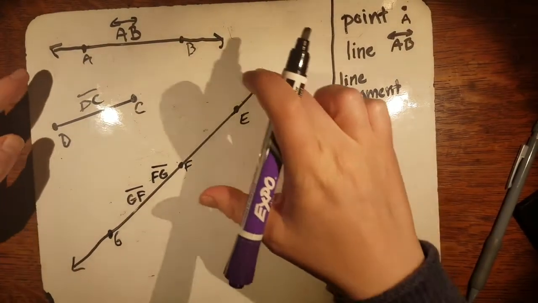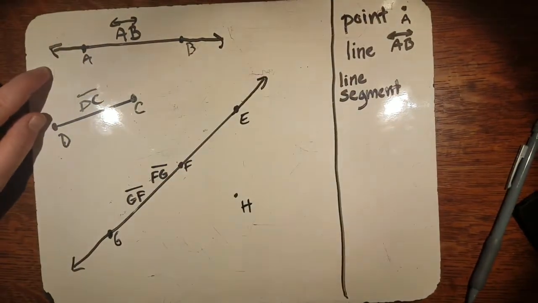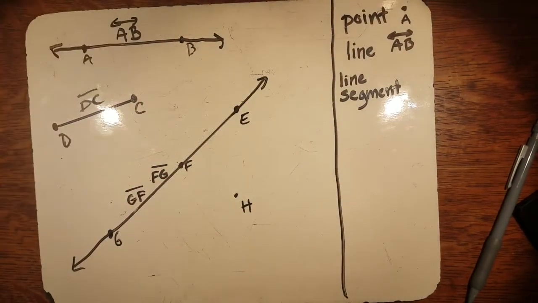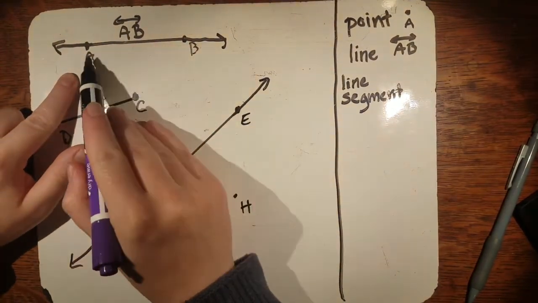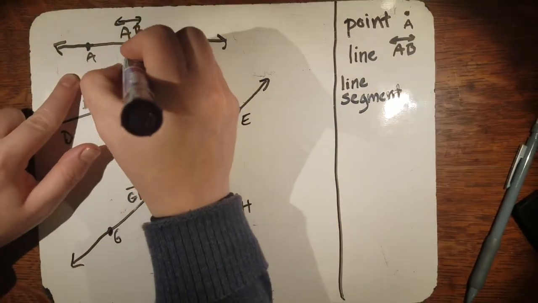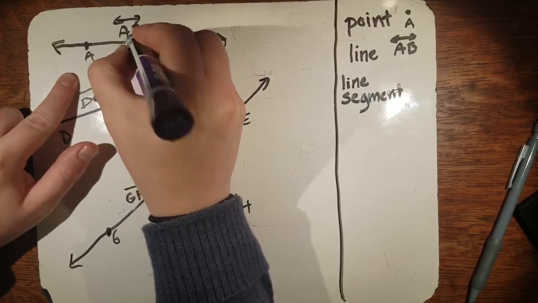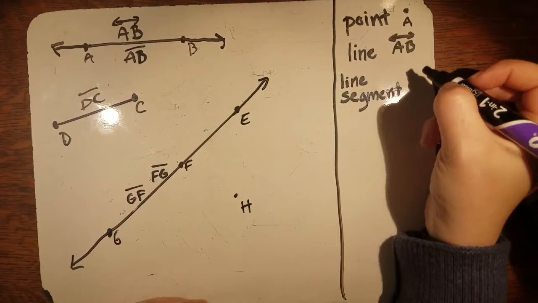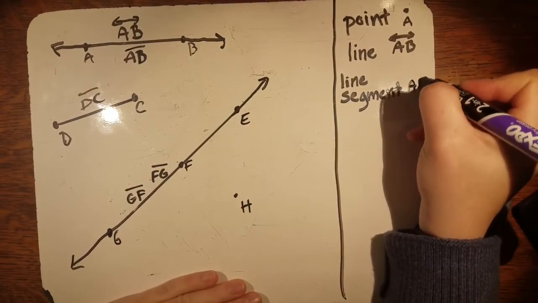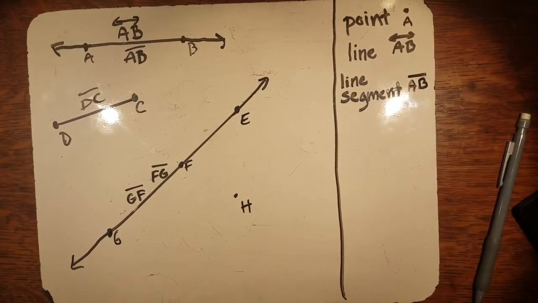If I am talking about the line AB, then I can put those arrows. But if I am talking about this specific segment, I would label it AB with just a line. Notice the difference between those 2. So I'm going to put that there as our vocab. We've got line segment.